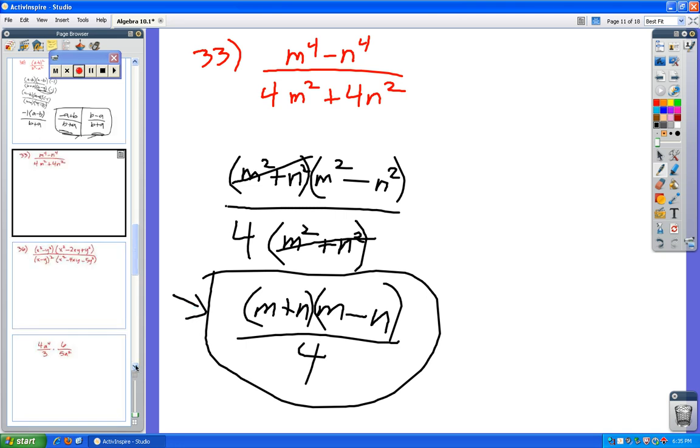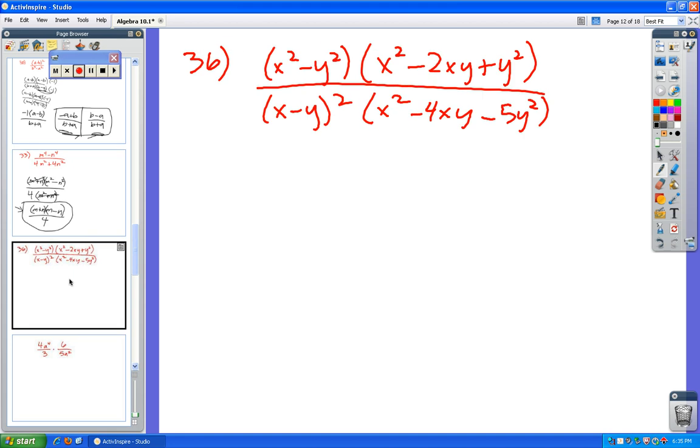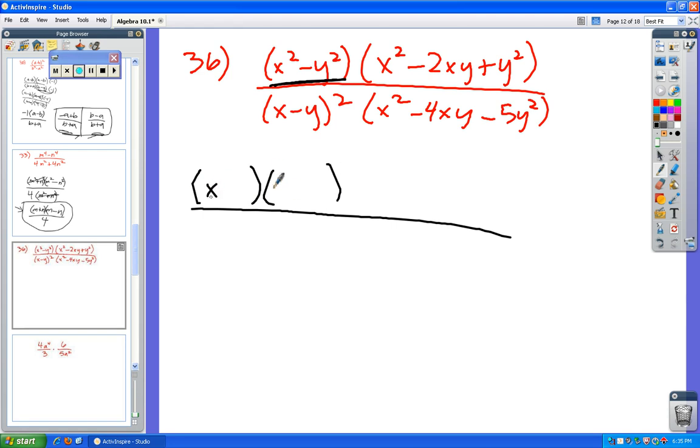Okay, one more. The idea is the same. Factor everything. There's nothing that can be canceled at this point. Start with here. Nothing in common, so we'll go 2 sets. X plus y, x minus y. Okay, that's fine. Let's see. This has nothing in common. We'll go 2 sets again.